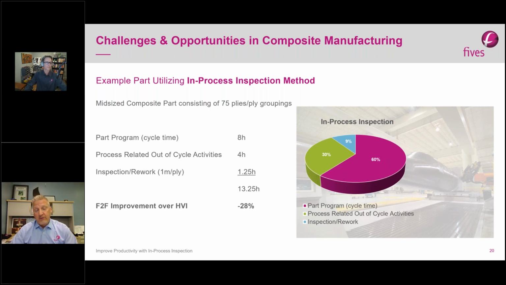inspection rework dropping to 1 minute per ply. A big difference here is inspection time still happens. Some rework or inspection time is automatic, similar to the inline inspection system, but the rework is drastically reduced because you stop the machine immediately when a non-compliance is identified. Dropping that to 1 minute per ply, and then you can see over HVI is a 28% improvement in overall floor-to-floor.